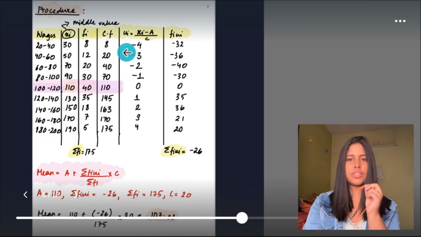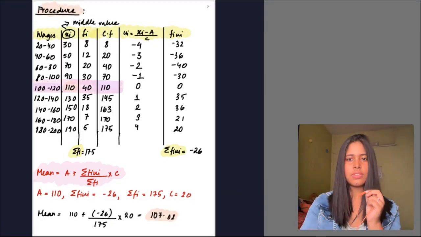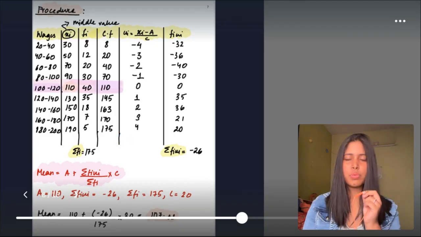The cumulative frequency is nothing but the summation of the frequencies. Okay, adding up the frequencies. So 8 plus 8, then plus 12 is 20, 20 plus 20 is 40, and so on till 170 plus 5, which is 175, which is the summation of fi, 175.